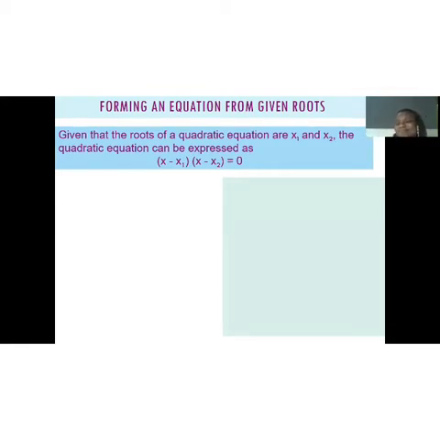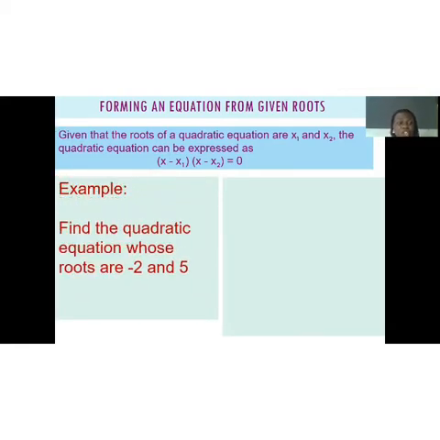That's it. So simply take x, subtract each root from x, multiply that together and equate it to 0. Then expand as much as possible. Let's take an example so you don't get confused. For example, you are to find a quadratic equation whose roots are minus 2 and 5. In this case, our x1, the first root, is minus 2, and our second root x2 is 5.